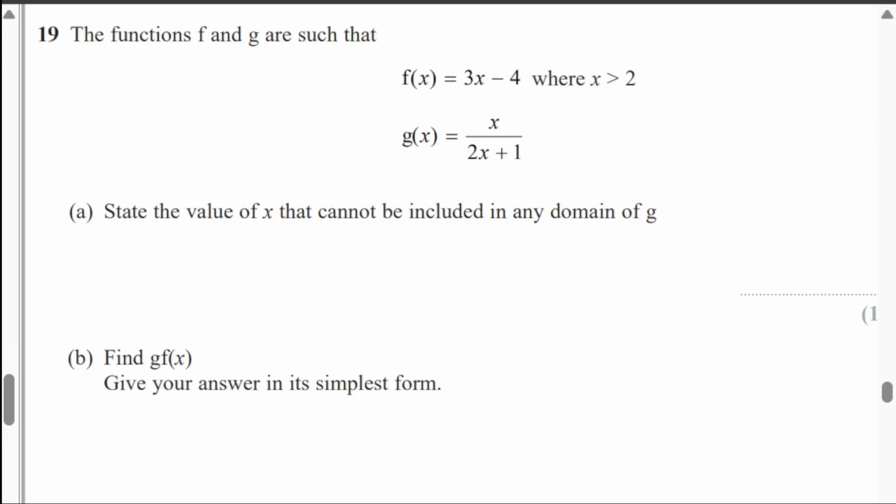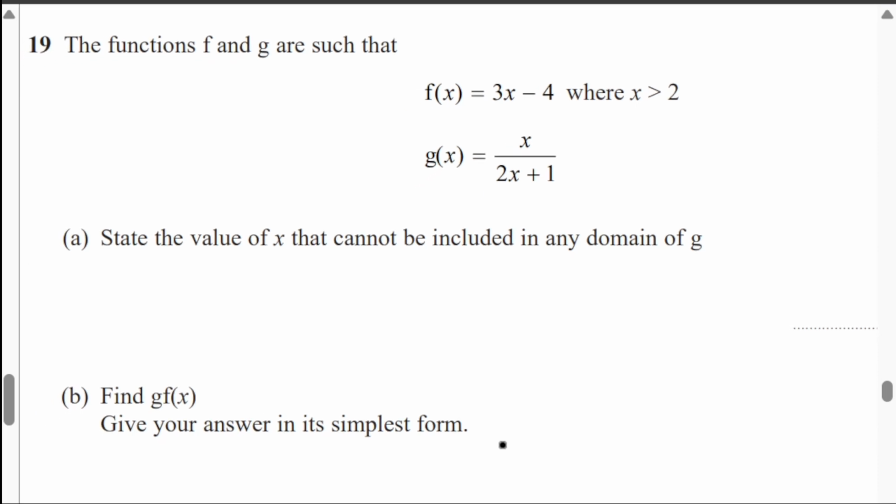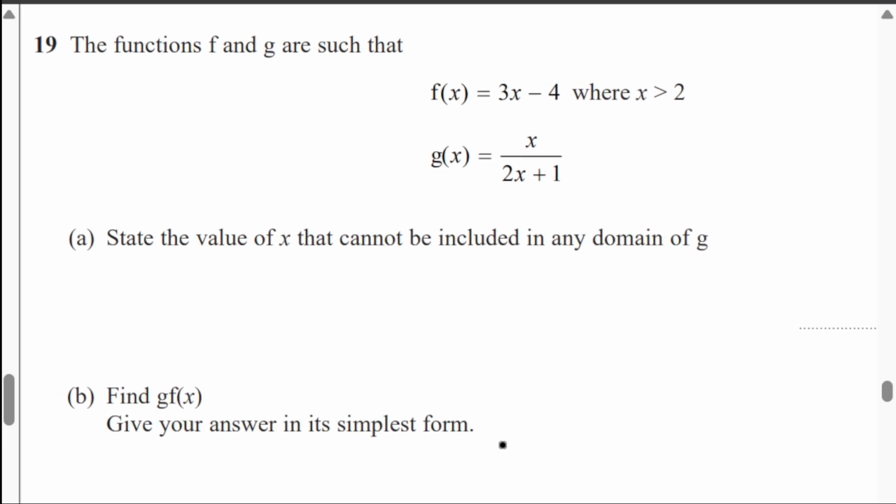Question 19 is 3 marks, functions. The question says the functions f and g are such that f of x is equal to 3x minus 4, where x is more than 2, and g of x equals x divided by 2x plus 1. Question A, state the value of x that cannot be included in the domain.